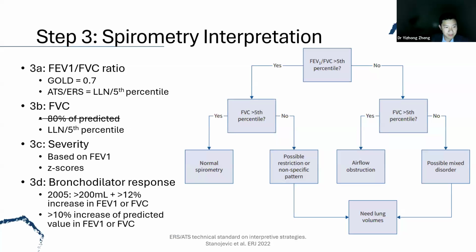Next, we discussed severity previously based on FEV1: 30%, 50%, 60%, 70%. Now we've again moved on to Z-scores. And then looking at bronchodilator response, again, there has been a change. In the past, it was a 200 mL or 12% increase in FEV1 or FVC. Now it's a 10% increase of the predicted value in FEV1 or FVC.